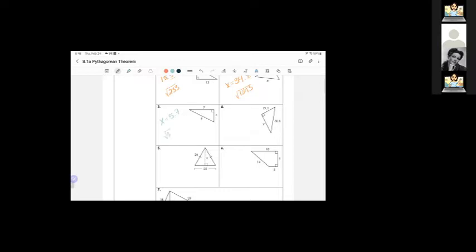Root 32 can be simplified. By what? 4. 4 square root of 2. 32 is the same thing as 16 times 2. 16 can be square rooted to give us 4, and we're left with a 2 inside.